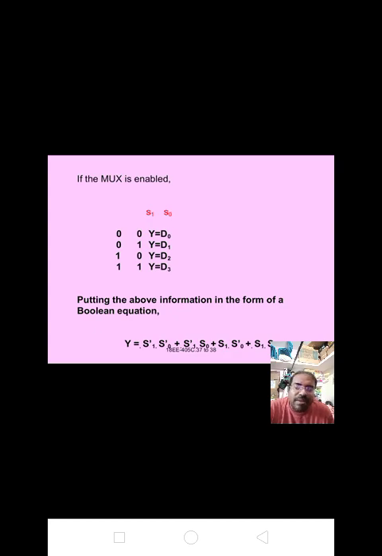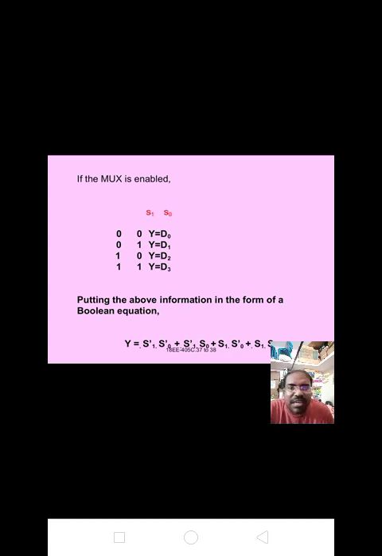Putting the above information in the form of a Boolean equation, we get Y equals S1 bar S0 bar D0 plus S1 bar S0 D1 plus S1 S0 bar D2 plus S1 S0 D3.